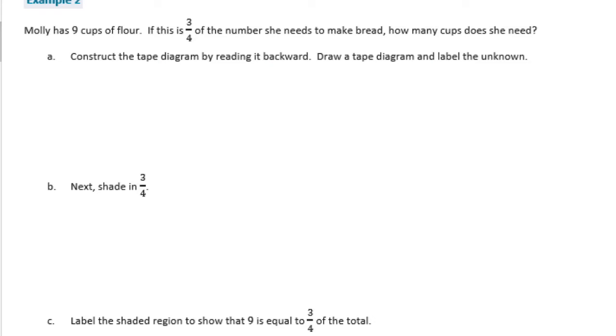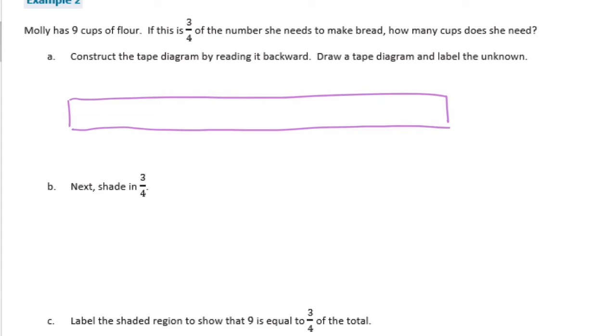Example 2. Molly has 9 cups of flour. If this is 3/4 of the number she needs to make bread, how many cups does she need? Construct a tape diagram by reading it backward. Draw a tape diagram and label the unknown. So we're going to do this step by step. So it says, draw a tape diagram, label the unknown. So here's our tape diagram, label the unknown. So what we don't know is how many cups she needs.